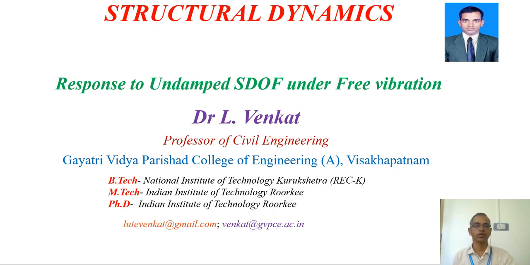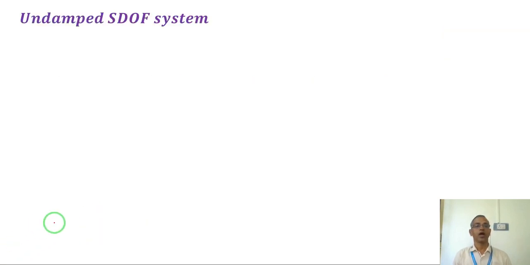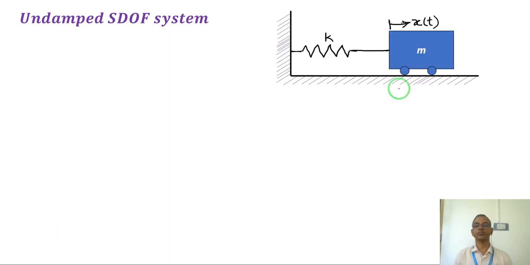In the present topic, we will be talking about the response of the undamped single degree of freedom system under free vibration. So now, the undamped single degree of freedom system is represented in the mathematical modeling as a mass m, one of the elements of the vibrating system, and a spring having stiffness k, and the response of this system is x of t, vibrating in this x direction.